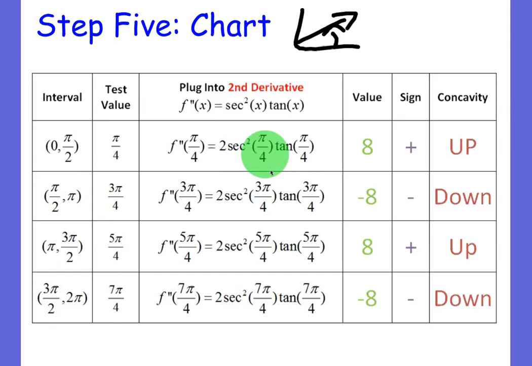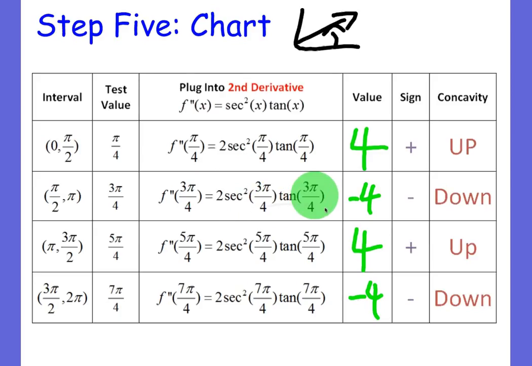Now secant of pi over 4 is square root of 2. If you square it, you get 2 back. So it's 2 times 2, which is 4. And then tangent of pi over 4 is 1. So it looks like I might have got that value wrong. Let me double check my work real quick. Okay, yeah, so this should be 4 because secant of pi over 4 is square root of 2. If you square it, you get 2 back. 2 times 2 is 4, and then tangent of pi over 4 is 1, so you get 4.